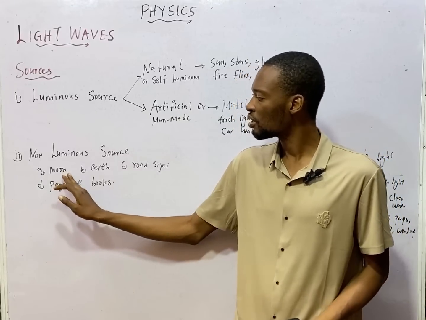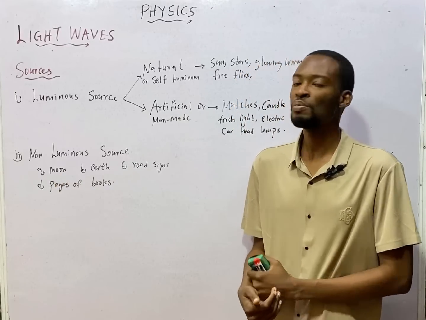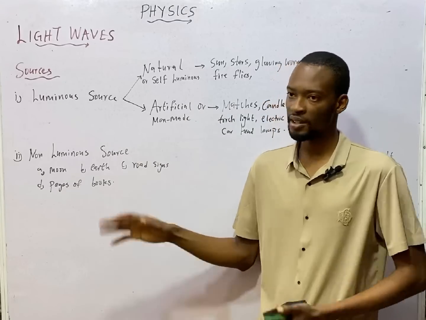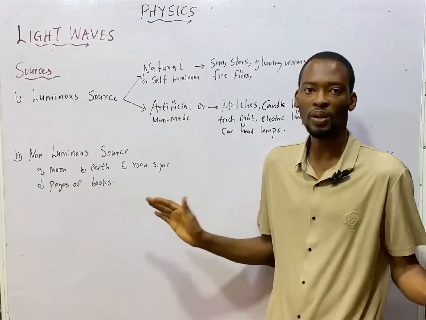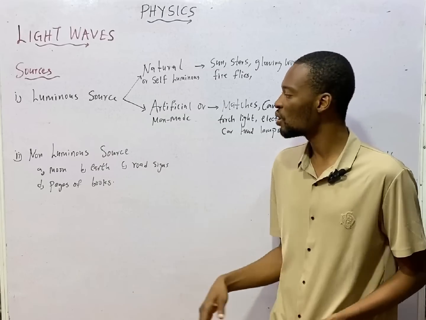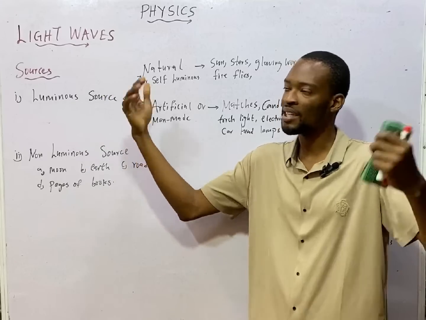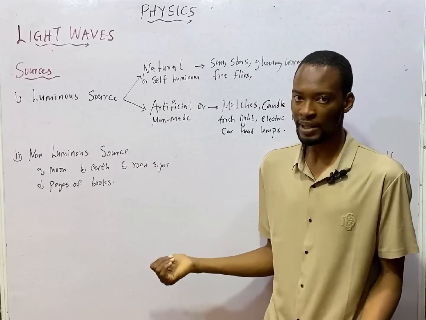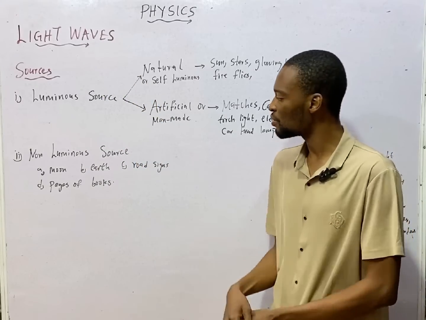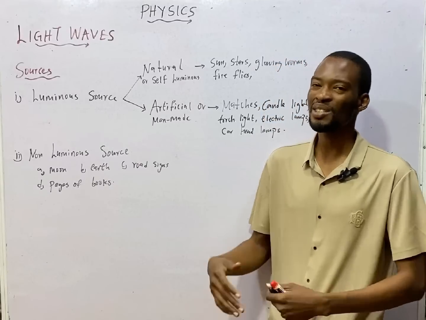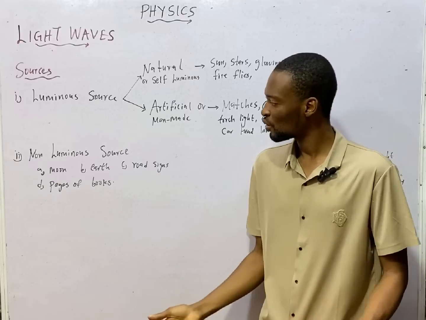An example is the moon. The moon that you see does not have the ability to produce its own light. It is the light from the sun that reflects on the moon. So the moon cannot produce light at all. It is non-luminous. The earth is non-luminous. It is a result of light falling on the earth that the earth is bright. The earth itself does not produce light. Road signs, pages of books, and so many others, most objects are non-luminous.